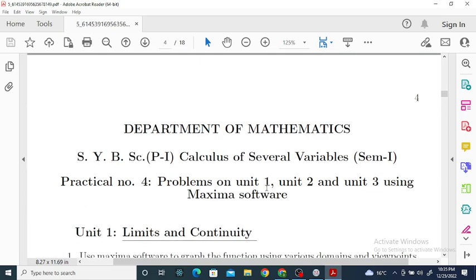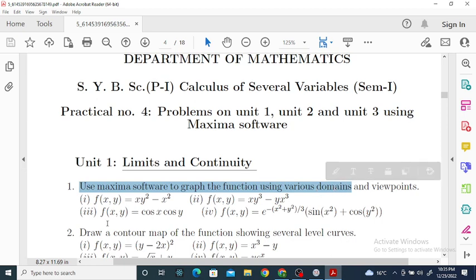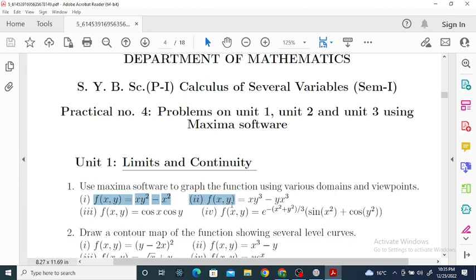SYBSC mathematics practical on the subject calculus of several variables and the practical based on the Maxima software. So the first example: use Maxima software to graph the function using various domains and viewpoints. Four examples are given, but we are going to consider only the first example.